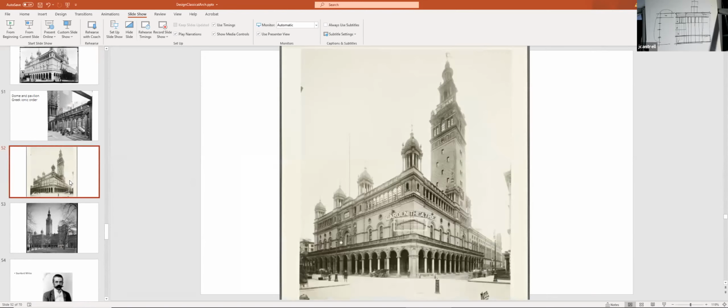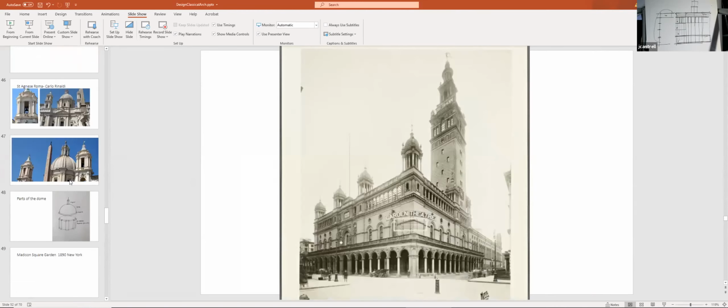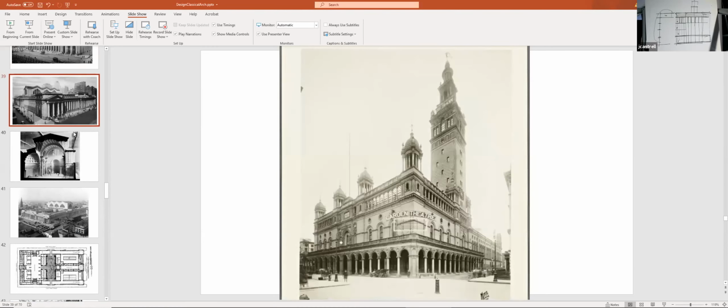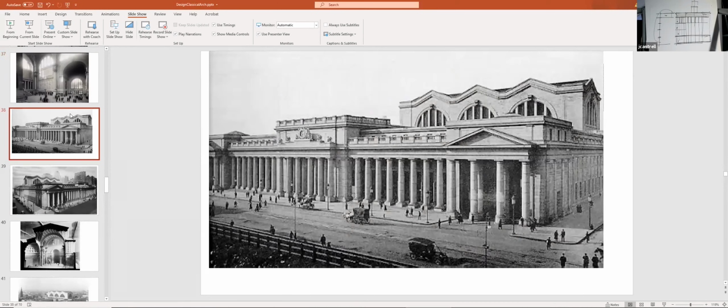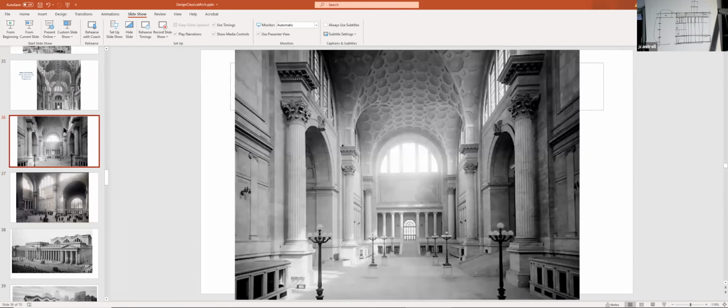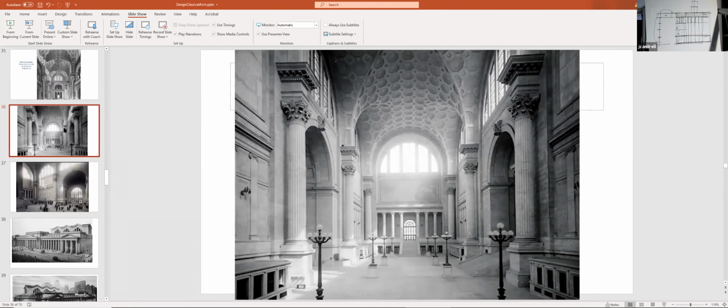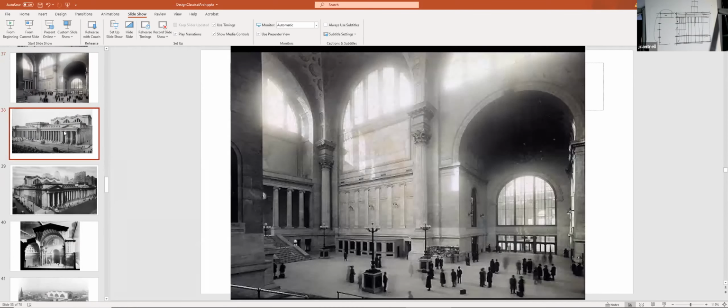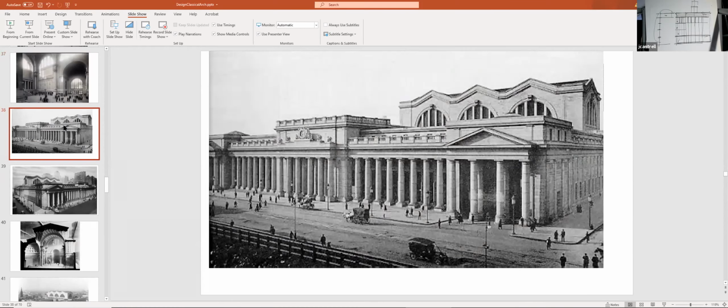Just as an architect, it's heartbreaking to see that something like this has been demolished. Of course, in the 50s and 60s they were getting away from classical architecture, and so they pretty much were trying to streamline everything and make everything as modern as possible. But to go and rebuild something like this today would be a Herculean task.